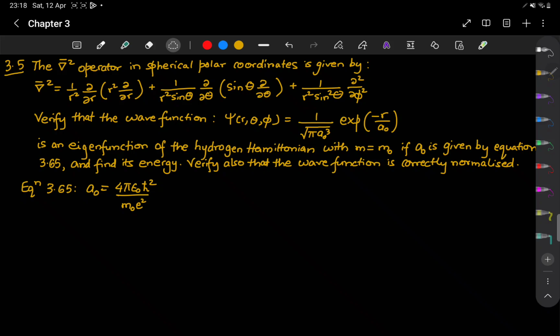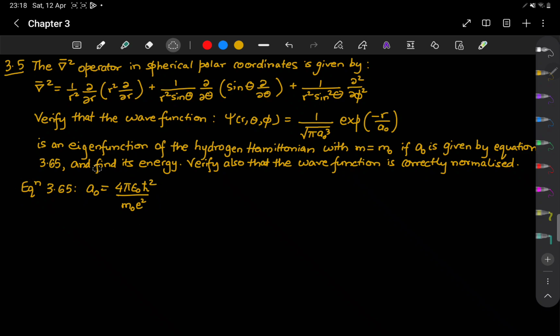in the spherical polar coordinates, given by 1 over square root pi a naught cubed into exponential minus r over a naught, is an eigenfunction of the hydrogen Hamiltonian with m equals m naught, if a naught is given by the equation 3.65. So this is from the text. In the text, equation number 3.65, I'll write it down for you. And then we need to find its energy. Verify also that the wave function is correctly normalized.